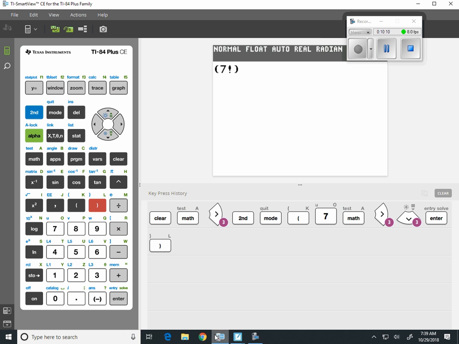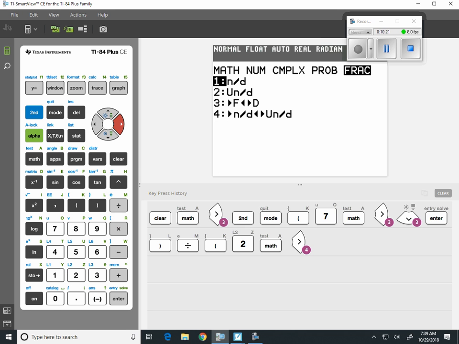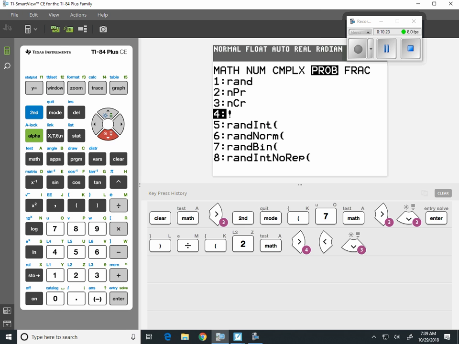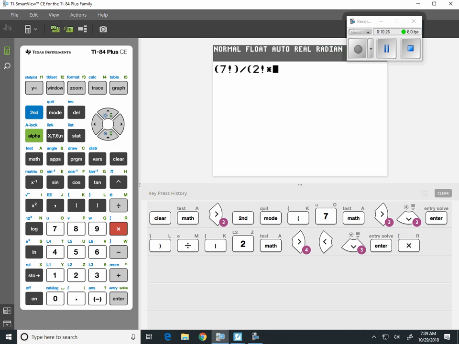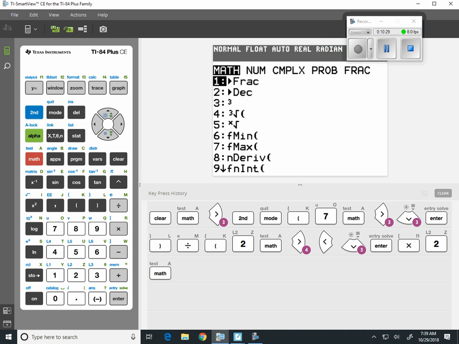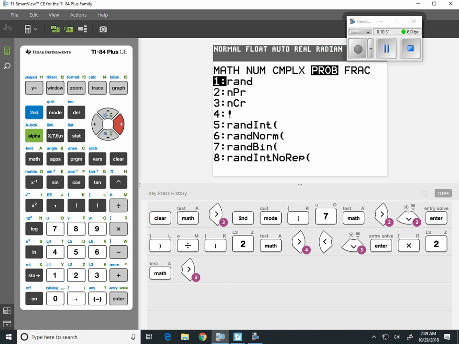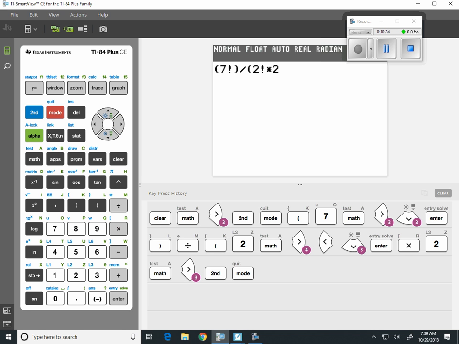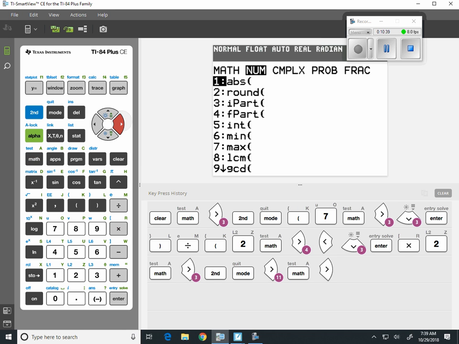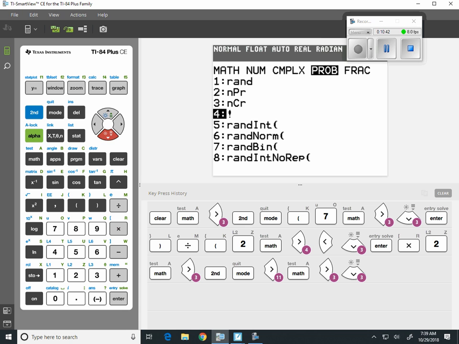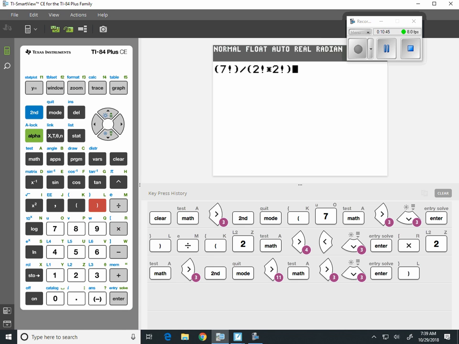All right, so let's go back to my calculator. Now I'm going to hit divide by, parentheses, 2 factorial times 2 factorial. So 2, back to my math, over to probability, and then down to number 4, times, and then 2 factorial again. Did I put my 2 in there? Yeah, I did. And then it'll tell me how many there are.